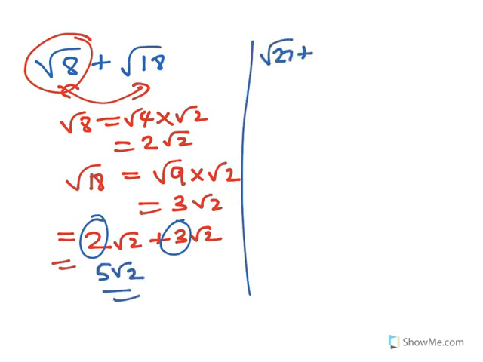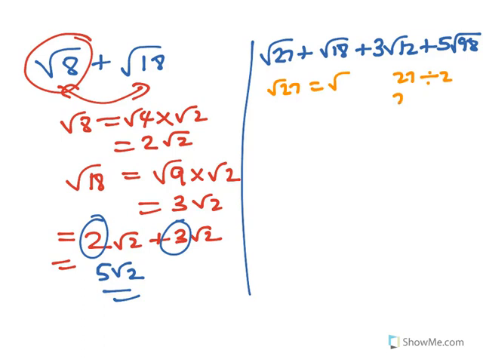Okay, so root 27 plus root 18 plus 3 root 12 plus 5 root 98. Okay, let's do that one. So I'm just going to take them separately. So root 27, when we're trying to find something, divide by 2. No, divide by 3, you get 9. So it's root 9 times root 3, which is 3 root 3.